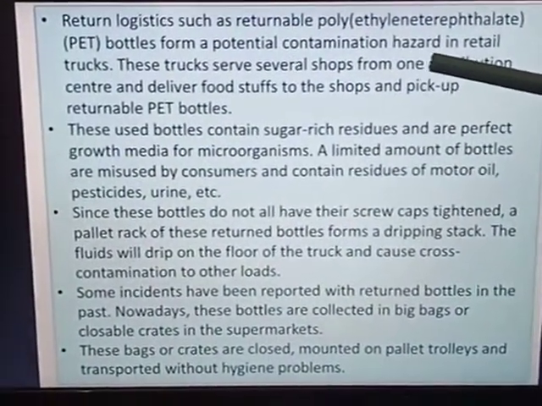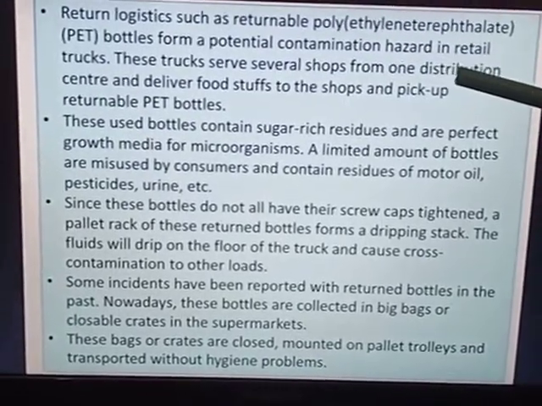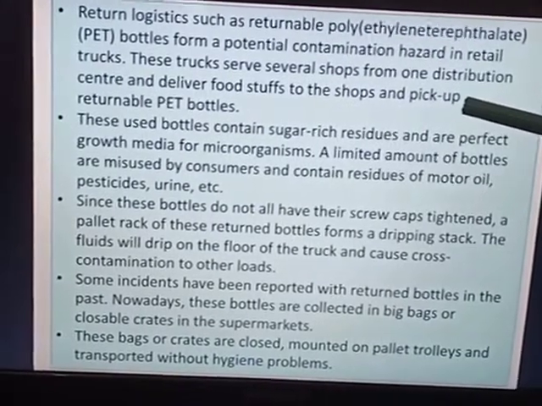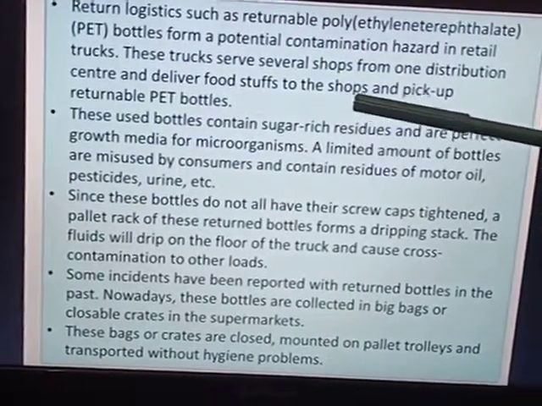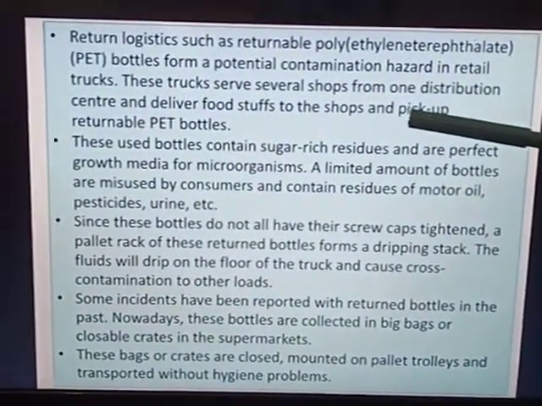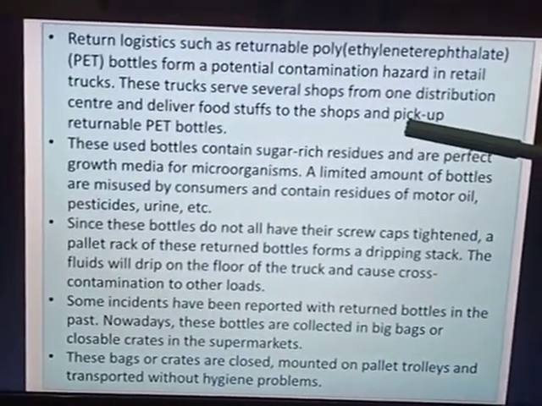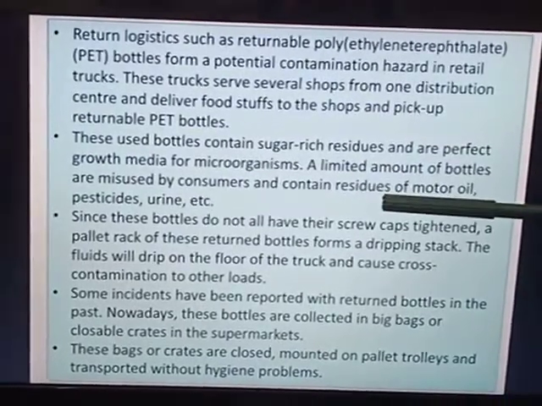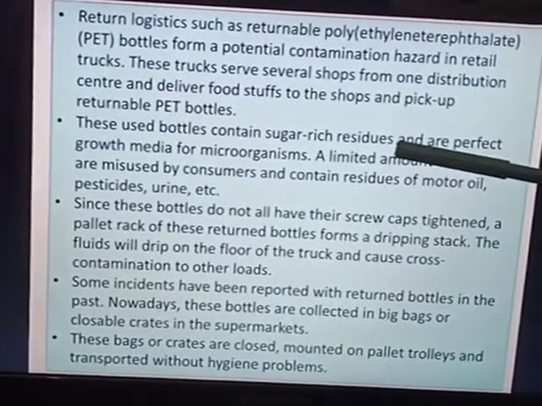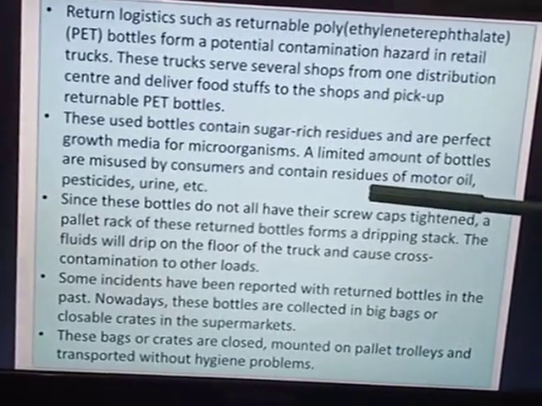Okay, return logistics such as returnable polyethylene terephthalate (PET) bottles form a potential contamination hazard in retail trucks. These trucks serve several shops from one distribution center, delivering foodstuff to the shops and picking up returnable PET bottles. Sometimes we want to recycle PET bottles for drinks. Then you can do that, but with extra care. These bottles contain sugar-rich residues. Usually the drinks are sugar-rich and are perfect growth media for microorganisms.